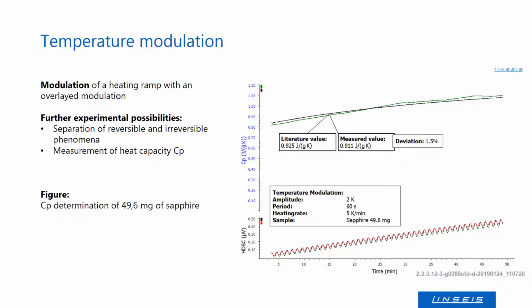On the right-hand example, you can see a sample curve that is compared to a reference. The two amplitudes are directly compared, and out of this comparison you get the measurement data you can see above. The curve above shows the calculated Cp data in comparison to the literature value. As you can see, the accuracy is better than 1.5%.